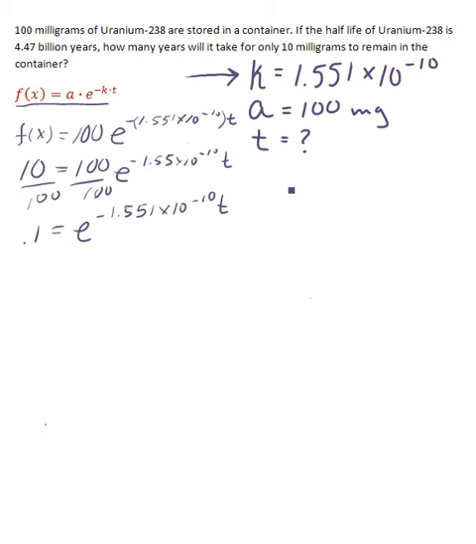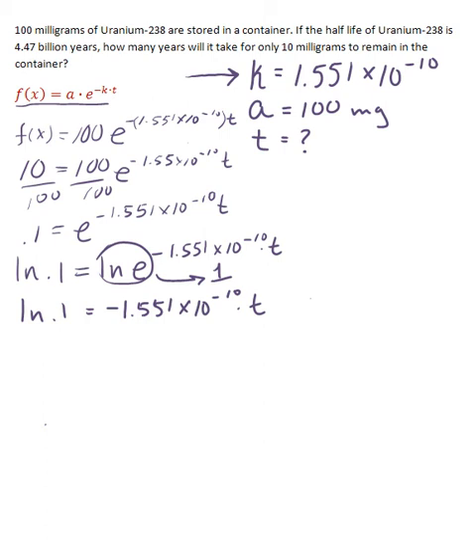Like in the last podcast, our value that we search, T, is in the exponent of our constant e. So let's take the natural log of both sides. When taking the natural log of both sides, we get the natural log of 0.1 equal to the natural log of e raised to the negative 1.551 times 10 to the negative 10 power times T.